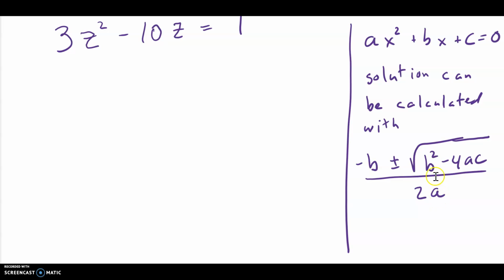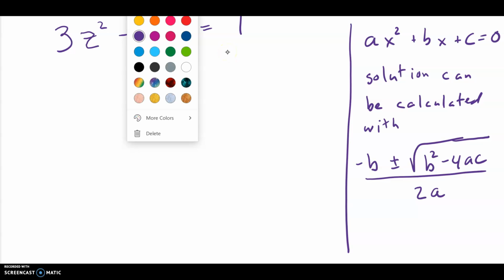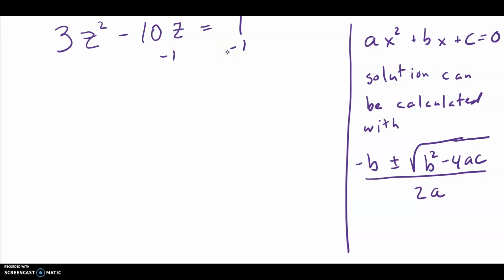Okay, so the first thing is you have to make sure your equation is in this form, ax squared plus bx plus c equals 0. This equation is not in that form because it's not equal to 0, it's equal to 1. But that's a pretty easy fix. Just move the 1 to the other side. Just subtract 1 from both sides.